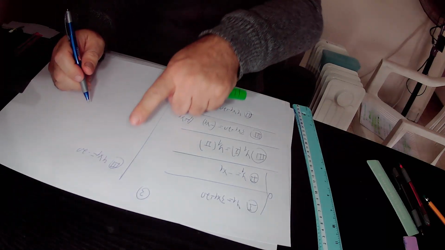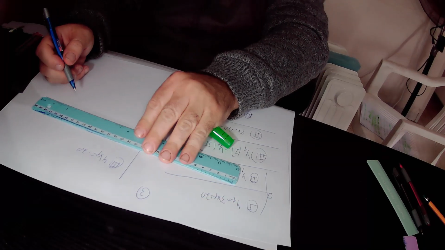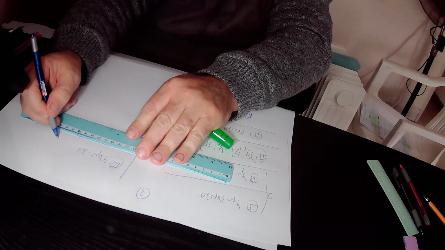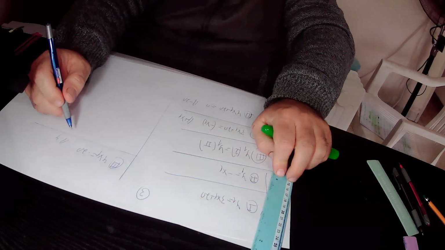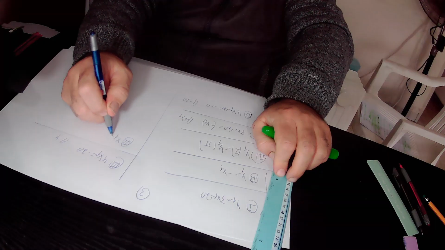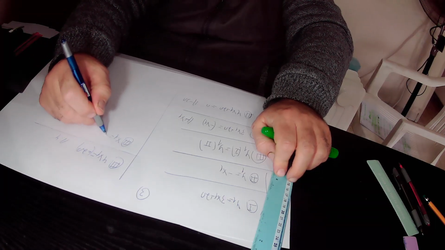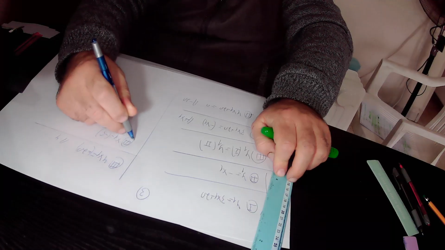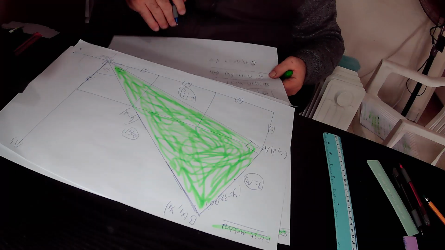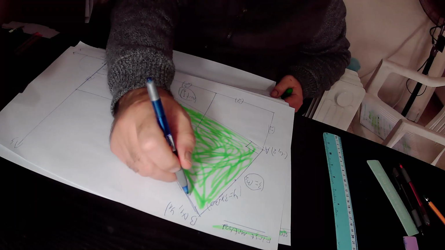Here we divide equation 3 by 4. And finally we get that 4x1 over 4 is x1, and it equals minus 20 over 4, which is minus 5. So in total we found out that the coordinate x of this point B, that is x1, is equal to minus 5.